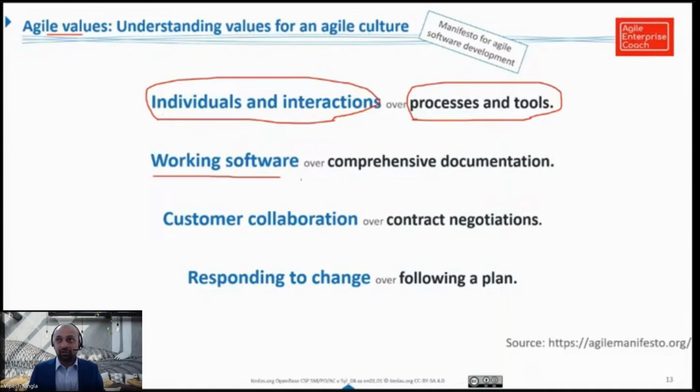The second one is working software over comprehensive documentation. What is this agile value all about? If you have worked in waterfall, you will remember that we used to write very, very detailed requirement documents, and sometimes it used to take 3 months, 6 months just to gather and document the requirements. And we would do very detailed design documents, like architecture documents, medium-level design, low-level design. Most of the time of the people developing these software products would go into just writing this documentation, and they would have very little or no time to actually code or build the system.